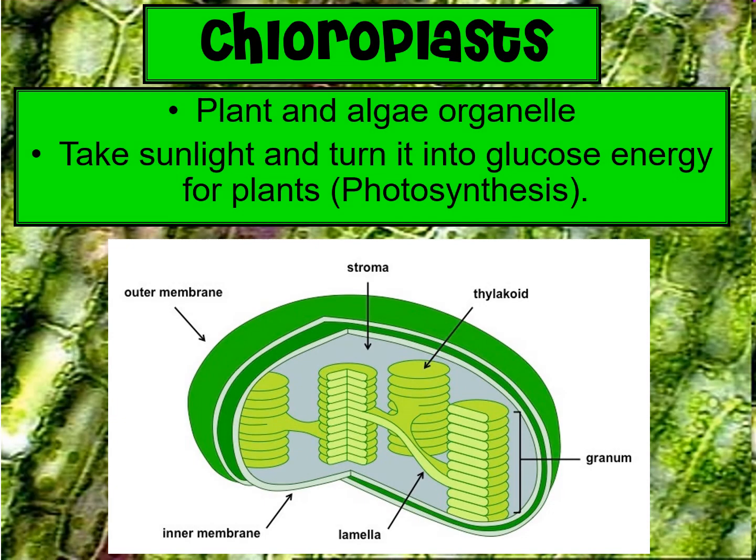Now, the chloroplasts can only be found in plants and algae. So these are not found in animal eukaryotic cells. So this is a plant and algae organelle. It's also double membrane, just like the mitochondria. And its function is to take sunlight and turn it into glucose energy, a chemical energy for the cells. This is the process that you probably already know about called photosynthesis.